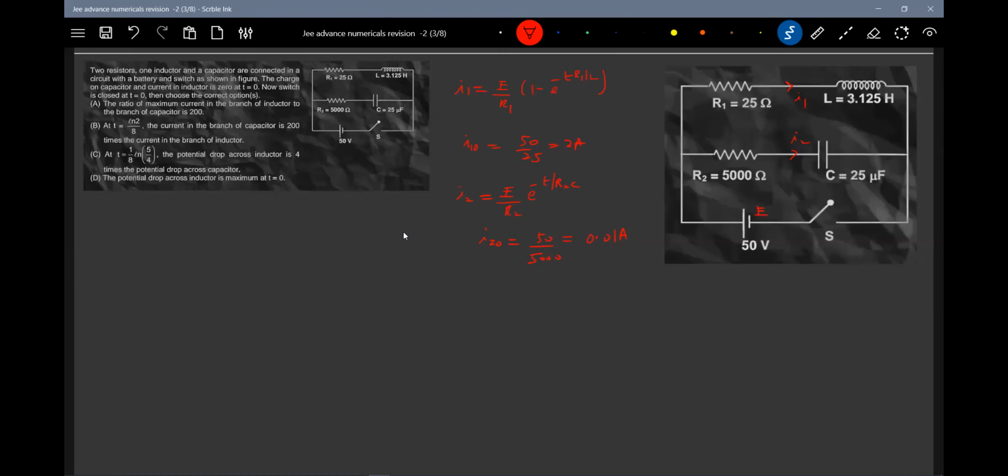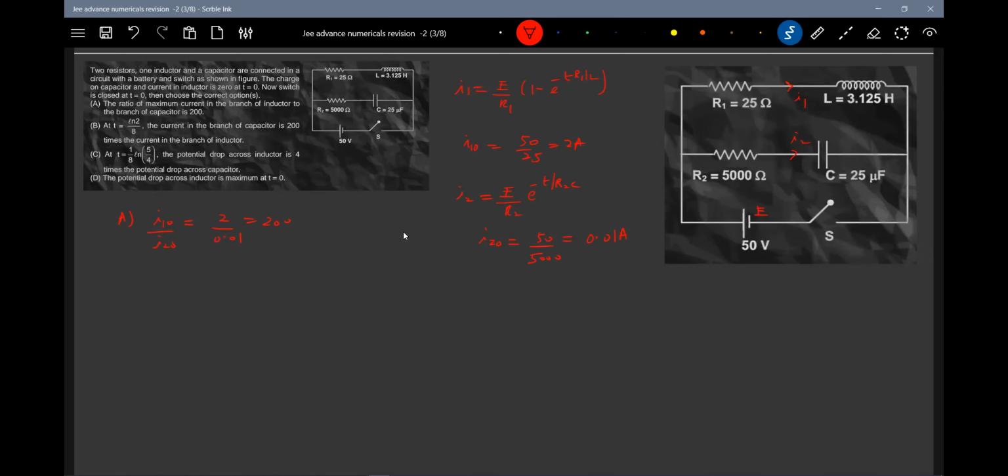I think the ratio of maximum current in the branch of inductor to the branch of capacitor, they are taking the ratio of these two. I naught, the first option is 200. Okay, that's option A.